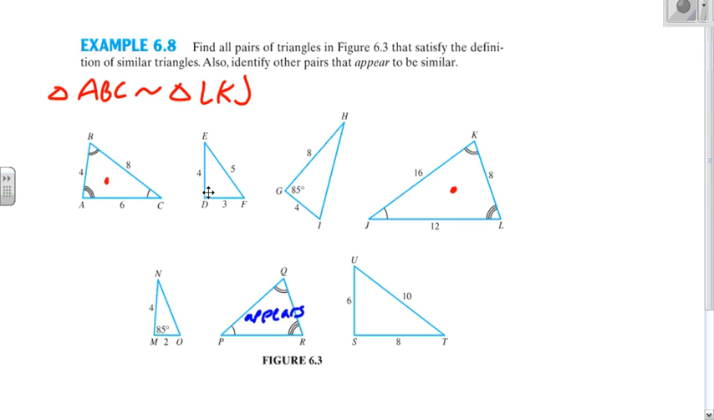This one not so much. It looks like that's a right triangle. It's not similar to the ones we have. NMO looks like it might be similar to HGI. It appears to be similar. Also, EDF looks like it might be similar to TSU.